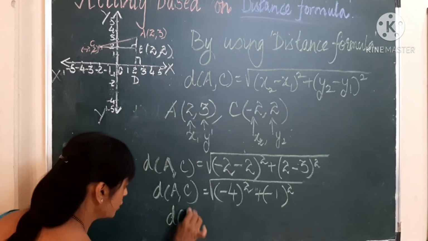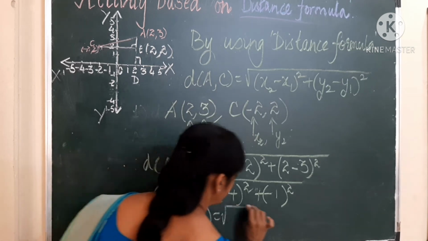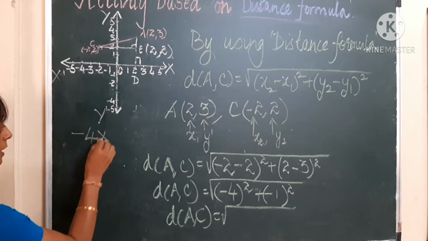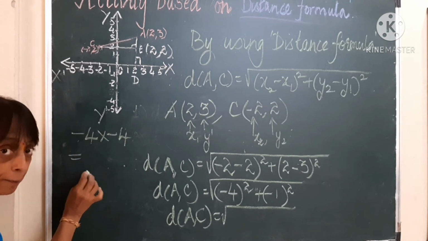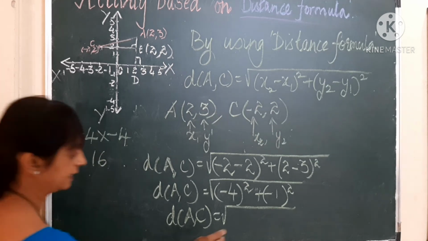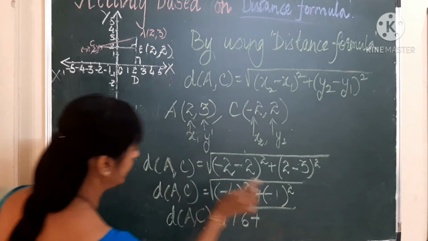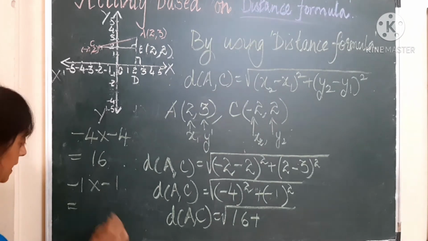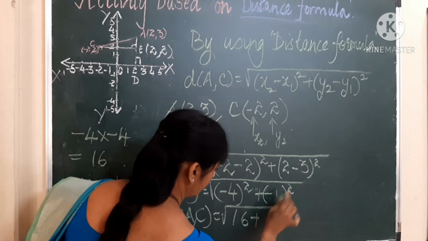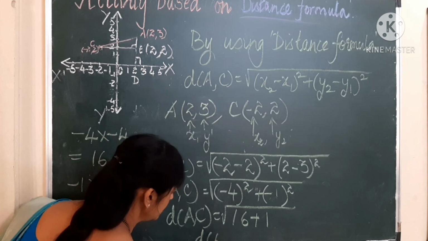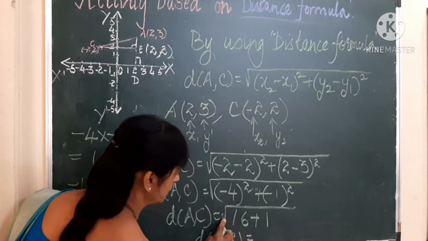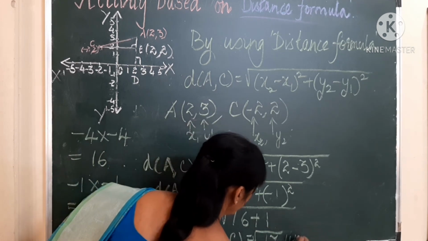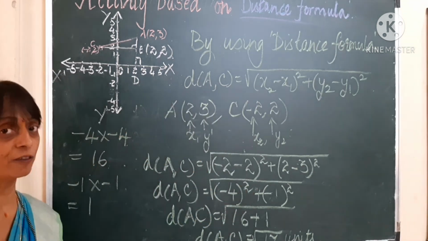Okay. Let's continue. Distance AC is equal to, now, minus 4 square. What does it mean? Minus 4 into minus 4. Minus into minus gives me plus. And 4 fours are 16. Let's write it down. Plus minus 1 into minus 1. Again, minus into minus gives me plus. And 1 one is 1. So, distance AC is equal to root of 16 plus 1 gives me root 17 units. So, children, we have got the same answer.